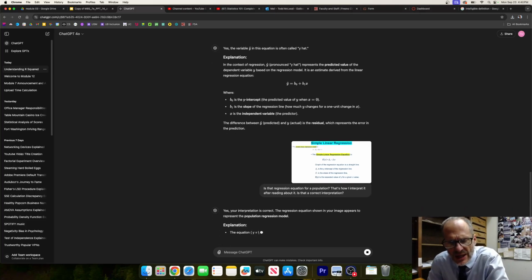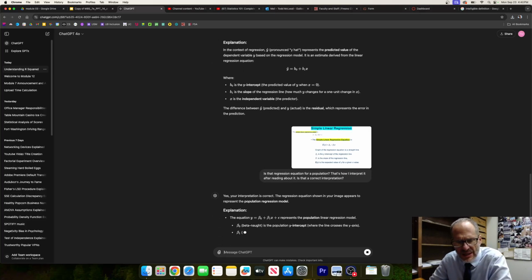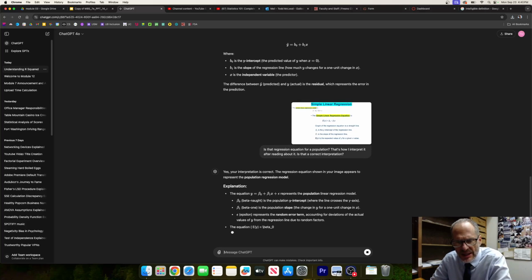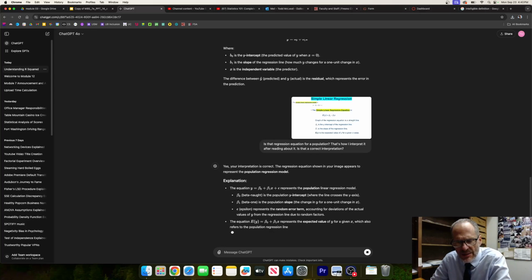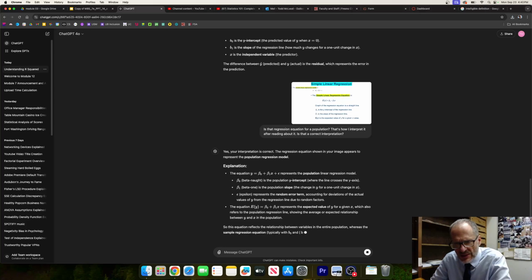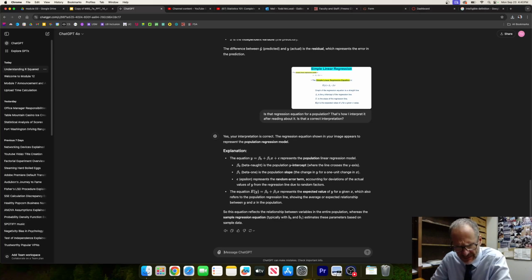Yes, your interpretation is correct. The regression equation shown in your image appears to represent the population regression model. The equation represents the population linear regression model. Beta naught, oh, cool, is the population y-intercept. Beta 1 is the population slope, the change in y for 1 unit change in x. And epsilon represents the random error term accounting for deviations of the actual values of y from the regression line due to random factors.